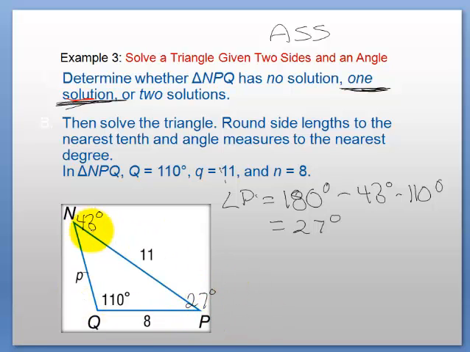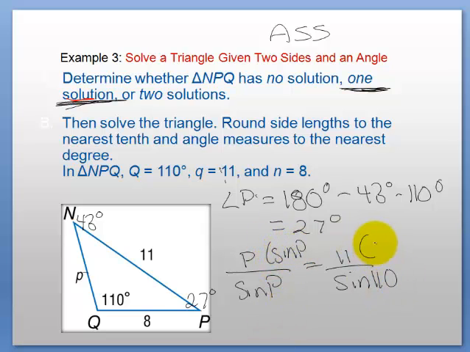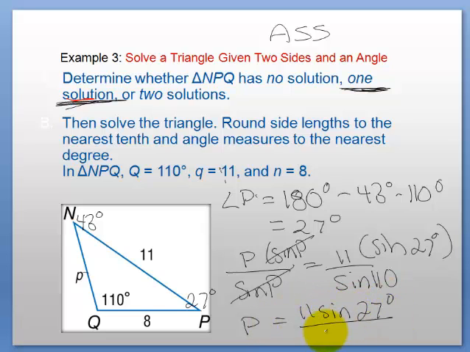Now we have all three angles, we have two sides, we have one remaining side, which is the side P. So we use our sine law. We cross multiply. I'm going to plug in P, which is 27. We have 11 sine 27 degrees over sine 110 degrees. We put that into our calculator and we get 5.3. Now we've solved our triangle.